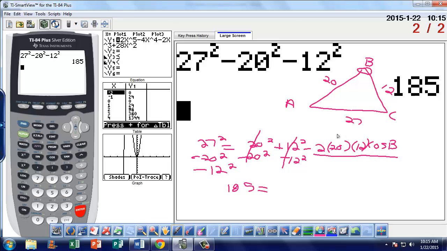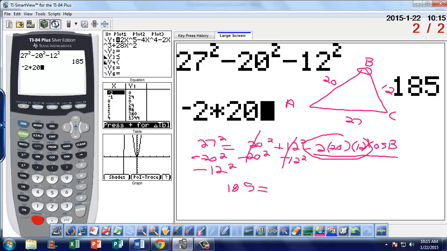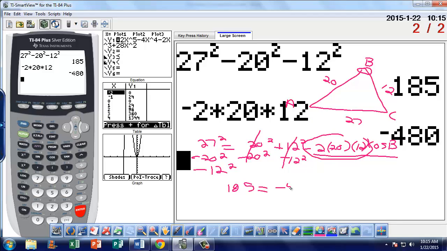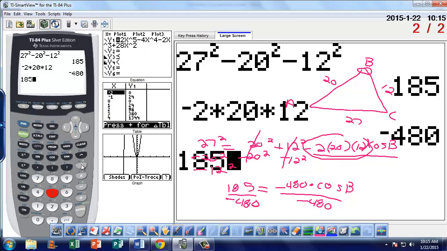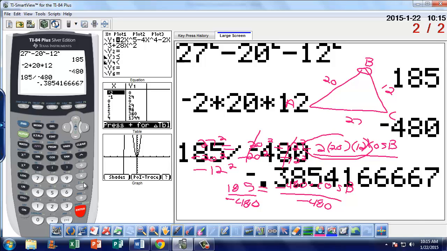Now what I like to do is I like to multiply this out. So I'm going to do negative 2 times 20 times 12. Okay, so what you get is negative 480. So now remember, it's negative 480 times cosine of B. So how do we get the cosine all by itself? We're going to divide both sides by negative 480. Okay, so let's go ahead and do 185 divided by negative 480, and that equals negative 0.3854 equals cosine of B.